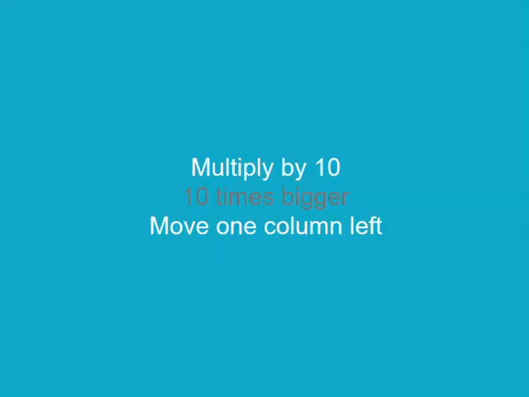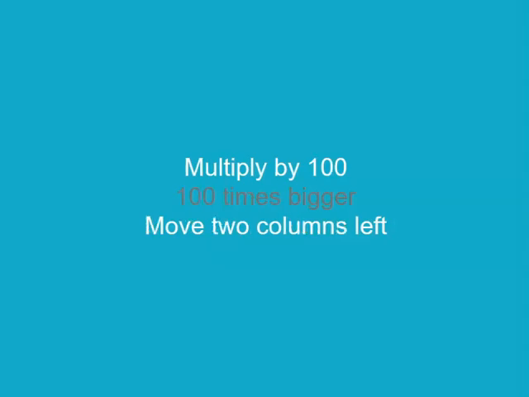When we multiply by 10, we want to make our number 10 times bigger. We move one column to the left. When we multiply a number by 100, we want to make our number 100 times bigger, so we move two columns to the left.